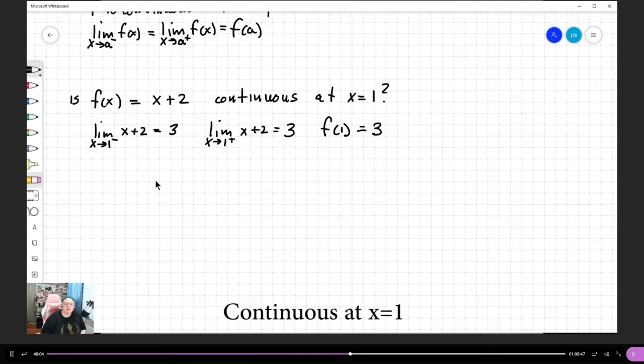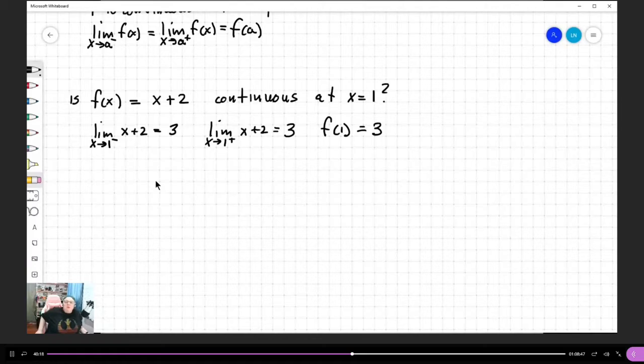So this function is continuous at 1. In fact, because it's a polynomial, polynomials are continuous everywhere. So when you see a polynomial function, if you're asked to find any points where the function is not continuous, polynomial functions are continuous everywhere.